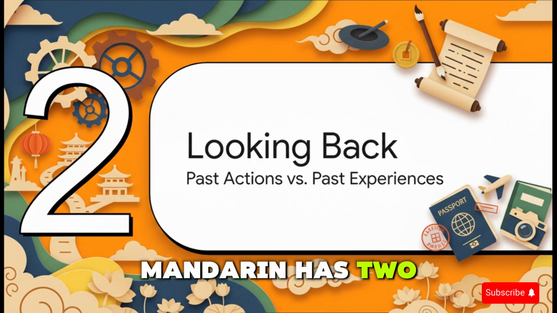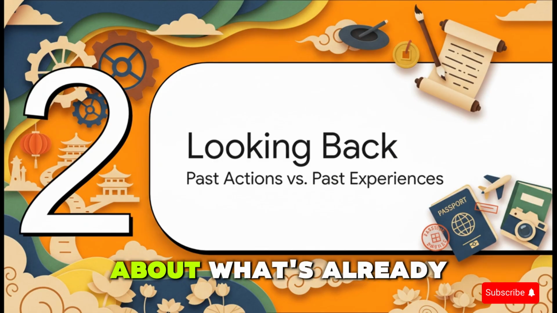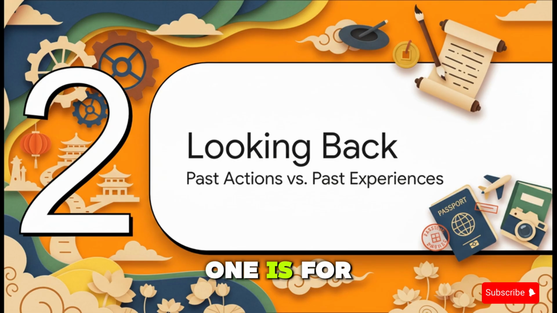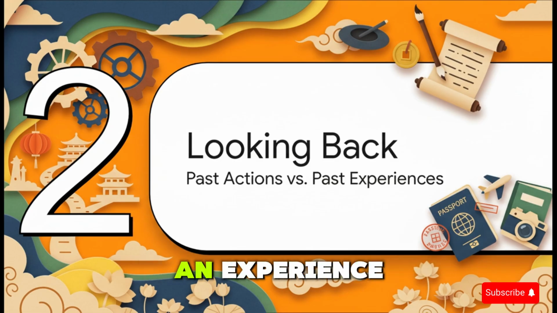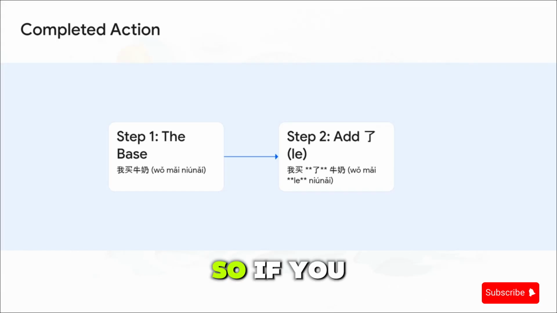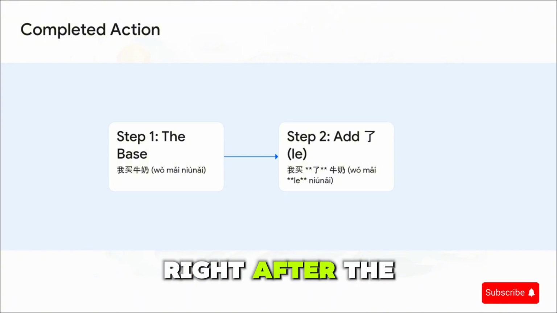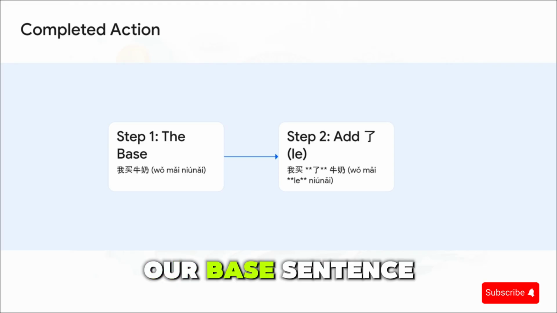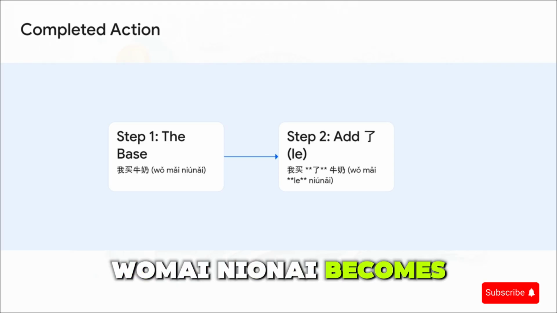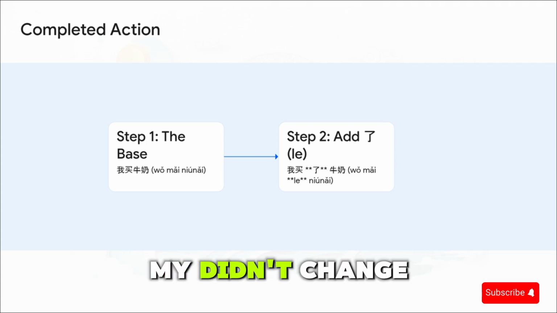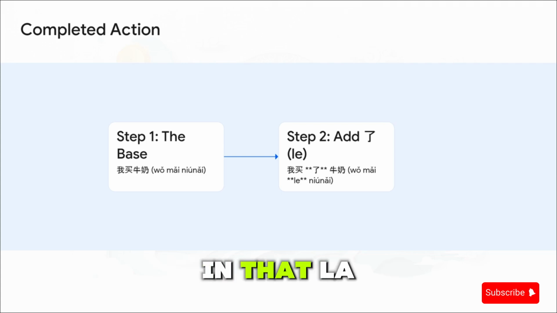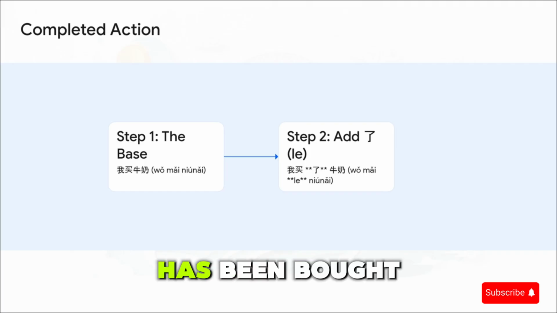Now, Mandarin has 2 really cool and distinct ways to talk about what's already happened. One is for a specific action that's totally finished. The other is for talking about an experience you've had. So if you want to show that an action is completed, finished, done, you just add the word 了 right after the verb. That's it. Our base sentence, 我买牛奶, becomes 我买了牛奶. Did you see that? The verb 买 didn't change one bit. We just popped in that 了, and now everyone knows the milk has been bought.